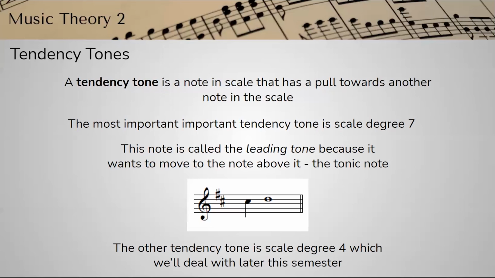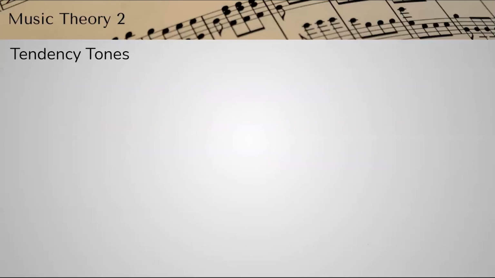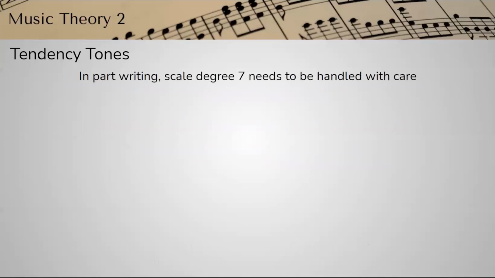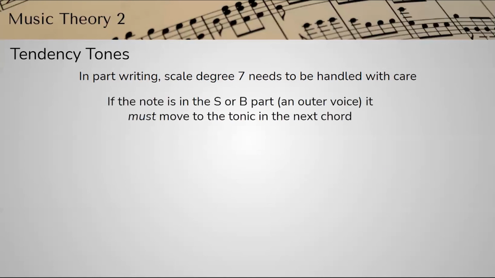The other tendency tone is scale degree 4, which we'll deal with later in the semester, and that's used when making 7th chords. We're not going to worry about it too much right now. The only thing we need to worry about right now is the tendency tone, the leading tone that leads to scale degree 1, the tonic note. In part writing, scale degree 7 needs to be handled with care because it has a tendency to want to move, so we have to let it.